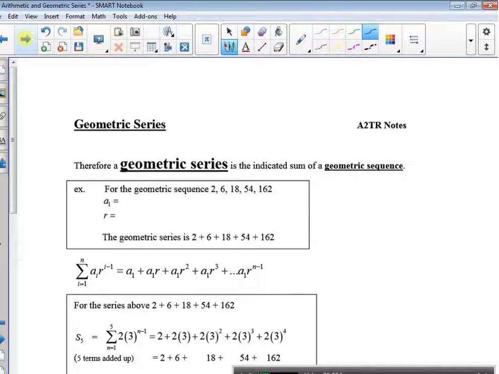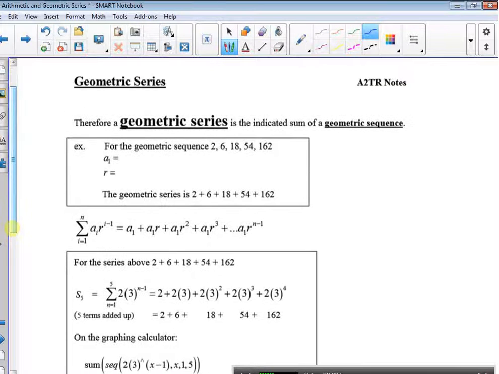Geometric series. A geometric series is similar to the arithmetic series, except it's these terms that are getting multiplied to get from one term to the next, added together. So for the geometric sequence 2, 6, 18, 54, and 162, a sub 1 is 2. Remember, r is equal to any term divided by the previous term. So I could take a sub 2 divided by a sub 1, which is 6 divided by 2, or 3. So the geometric series is 2 plus 6 plus 18 plus 54 plus 162.